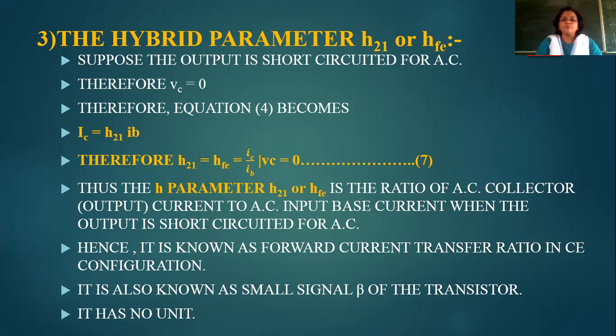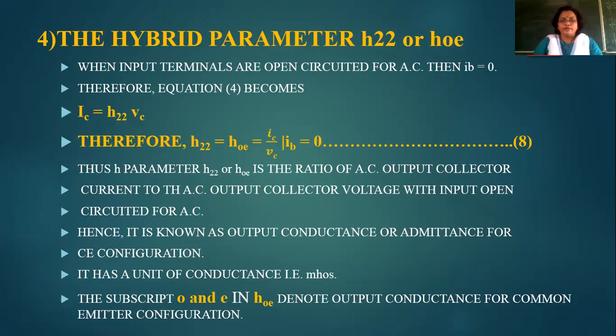Thus, the H parameter H21 or HFE is the ratio of AC collector output current to the AC input base current when the output is short circuited for AC. Hence, it is known as the forward current transfer ratio in common emitter configuration. It is also known as the small signal beta of the transistor. It has no unit because it is the ratio of two similar quantities.